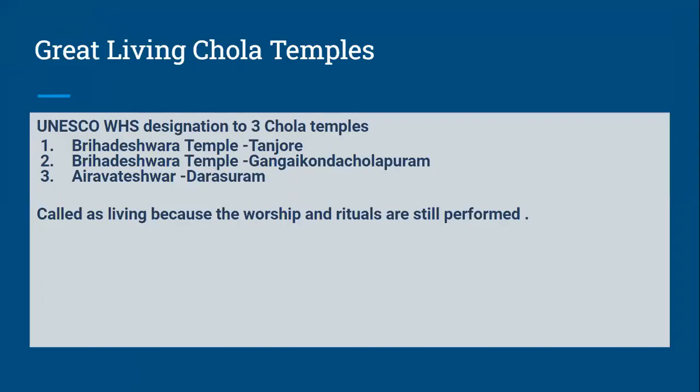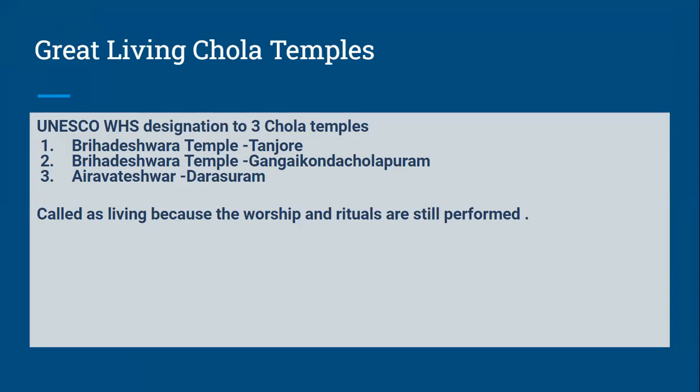Okay, so the great living Chola temples. UNESCO has designated World Heritage Site status to the three Chola temples: Brihadeshwar temple at Tanjore, Brihadeshwar one at Gangaikonda Cholapuram, and Airavateshwar at Darasuram. So why are these temples called the great living Chola temples?